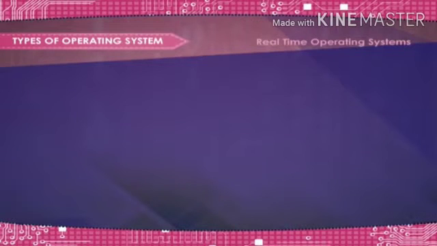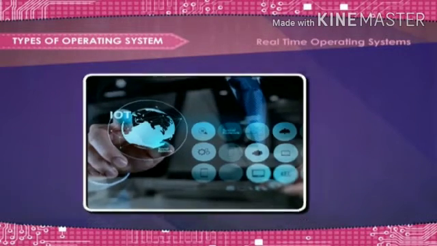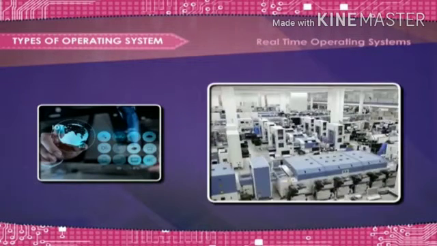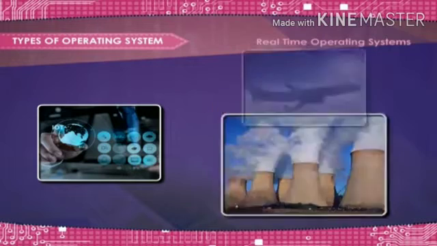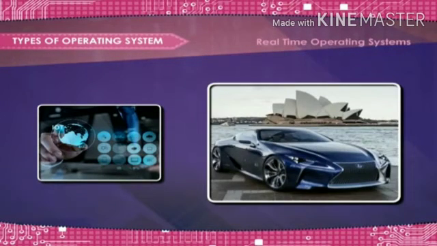Real-time operating systems. Real-time operating systems are used for direct control over electromechanical equipment such as industrial robots, factory processes, power stations, airplanes, trains and cars. They monitor external events and react instantaneously.